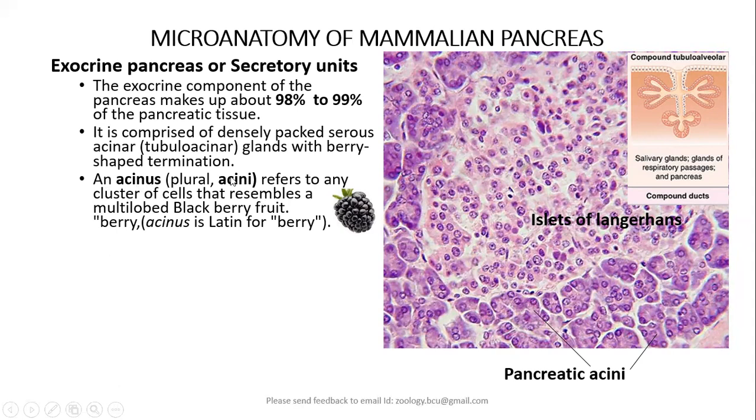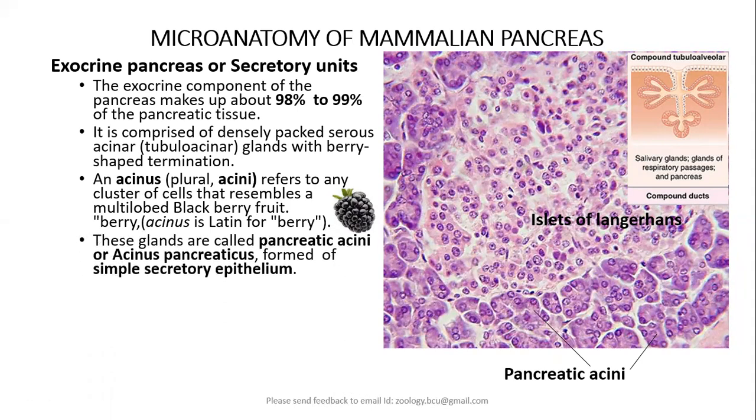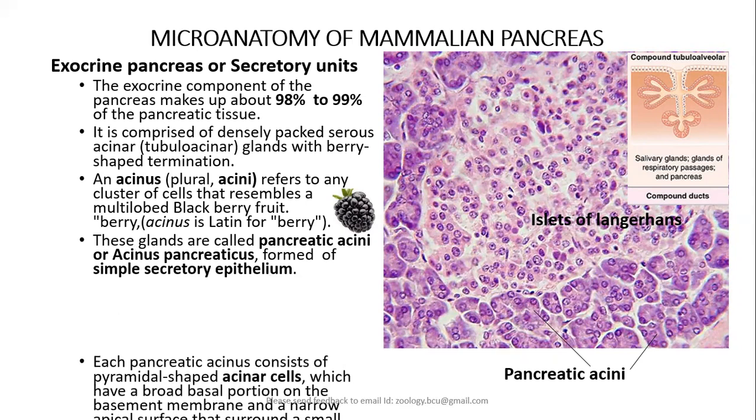Acini is plural, acinus is singular. It refers to the cluster of cells which resemble a multi-lobed blackberry fruit. In Latin, acinus means berry. So these glands are also called pancreatic acini or acinus pancreaticus. Therefore, they form simple secretory multicellular glands, the exocrine glands of the pancreas.